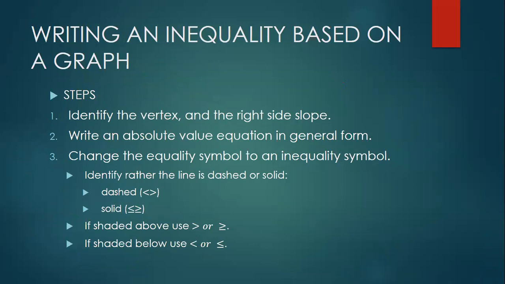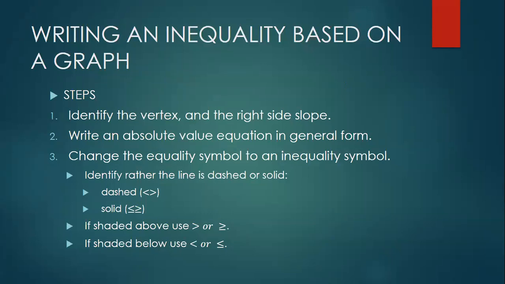Writing an inequality based on a graph. So this time we are going backwards. We have the graph, but we have to find the inequality, okay? On the last one, we had the inequality and we had to find the graph. So now we're going vice versa.